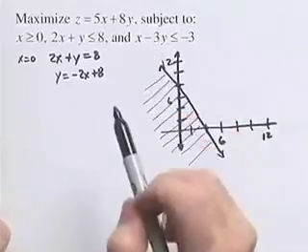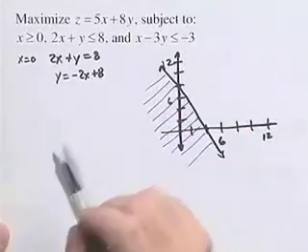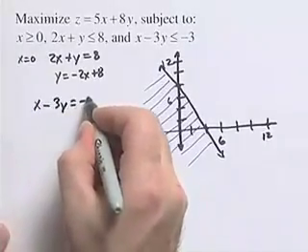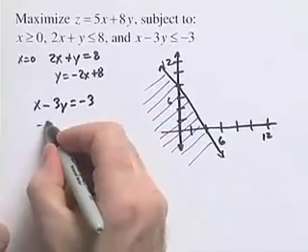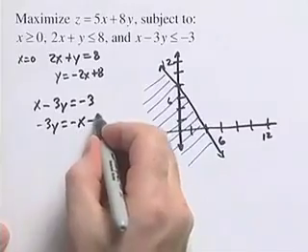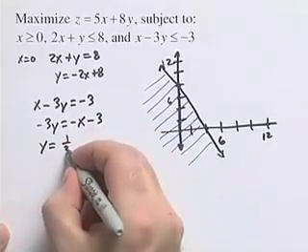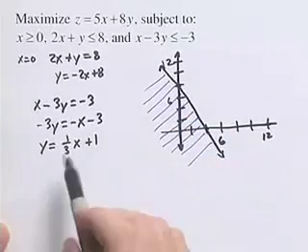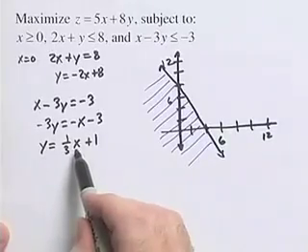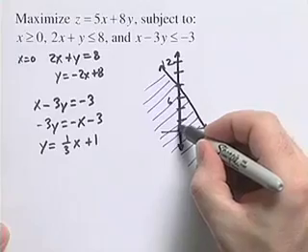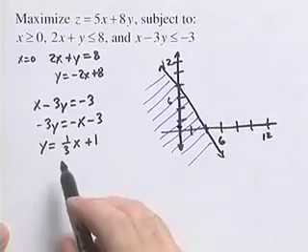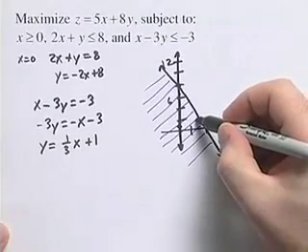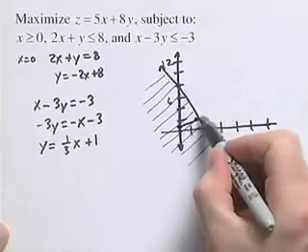Next, we're going to look at our last inequality constraint. We have x minus 3y is less than or equal to negative 3. If we consider that as an equation, x minus 3y equals negative 3. Again, we're going to solve for y. Negative 3y equals negative x minus 3. y is equal to 1/3 x plus 1. The inequality is non-strict, so we're going to graph this line with a solid line. We need a couple of points again. If we let x equal 0, y is equal to 1. That'll put us right there. And if we let x equal 3, then y will equal 2. So 3, 2. I'm going to go ahead and graph that.